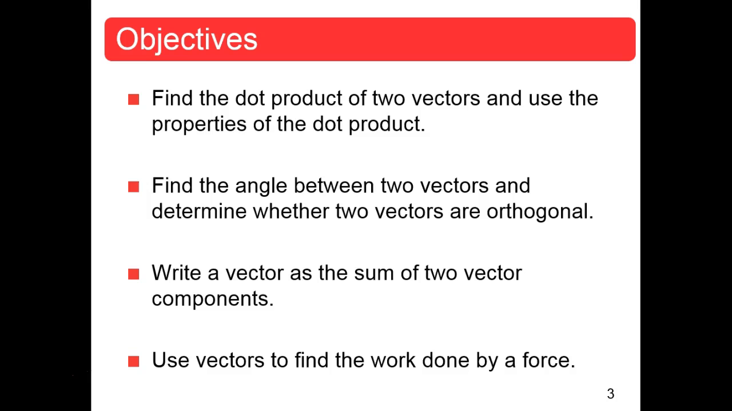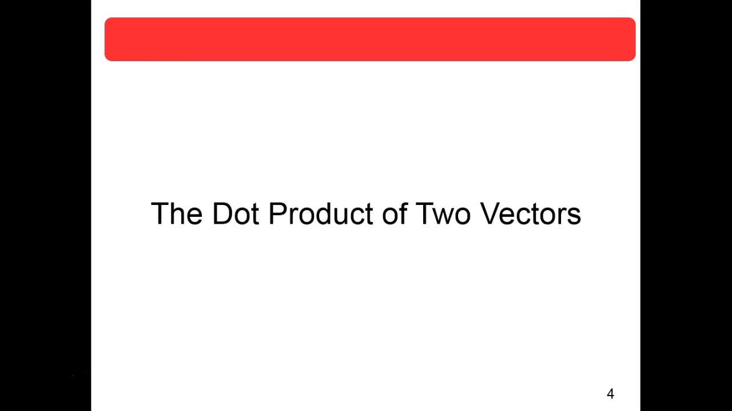We'll write a vector as a sum of two vector components, as we have already done, but we'll give it maybe a little new twist. And we'll use vectors to find the work done by a force, which frankly will be using a dot product.